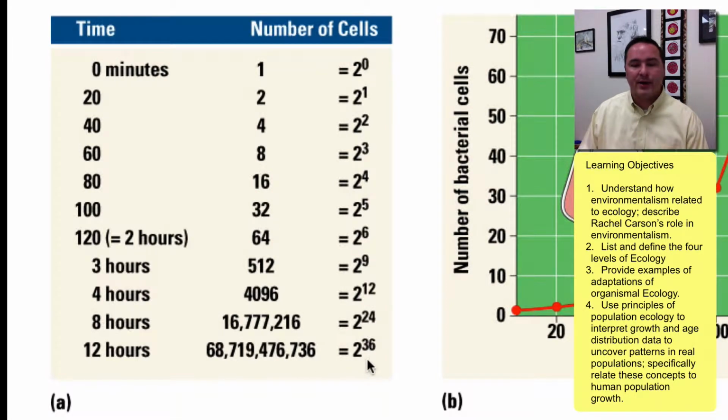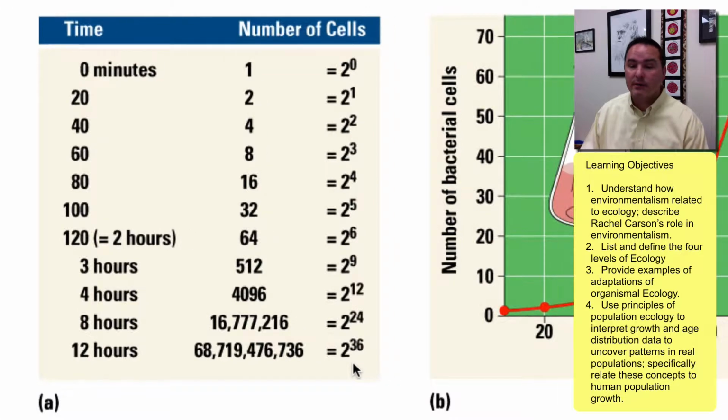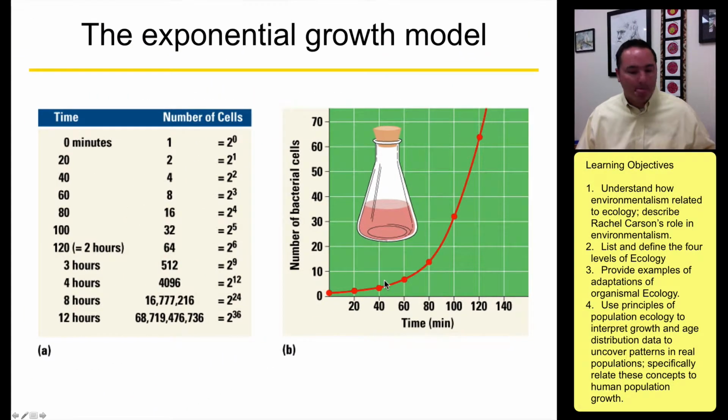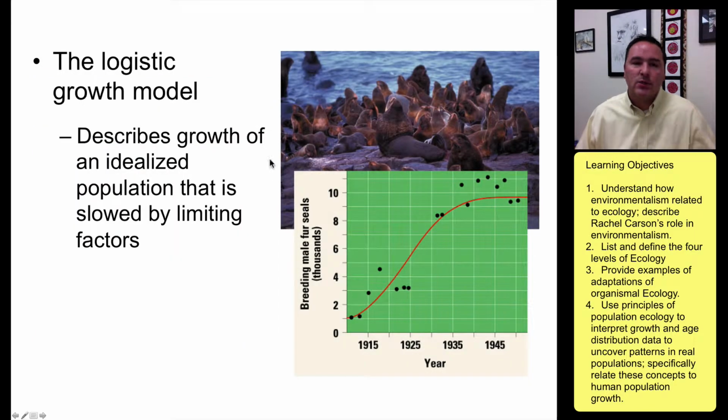And after 12 hours, you now have 2 to the 36 cells. And if you plot this out, this actually ends up looking like an exponential growth curve. So an exponential curve here. Now, obviously, at some point, the bacteria are going to run out of resources. And so what we see in the real world is not always exponential growth.